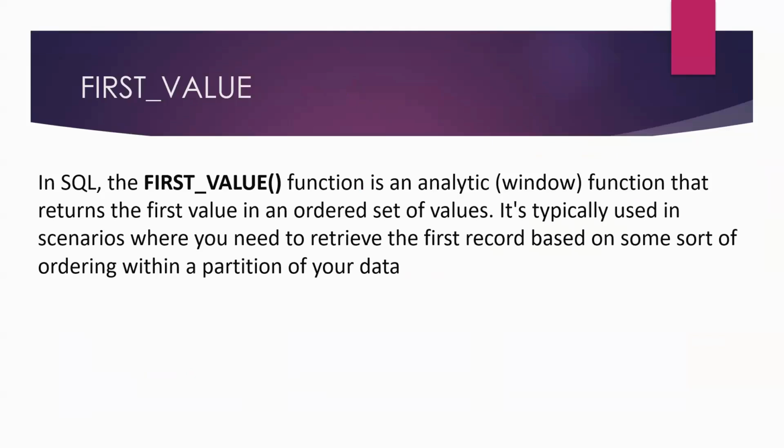Basically, what is first value in SQL? The first value function is an analytical window function that returns the first value in an ordered set of values. It's typically used in scenarios where you need to retrieve the first record based on some sort of ordering within a partition of your data.